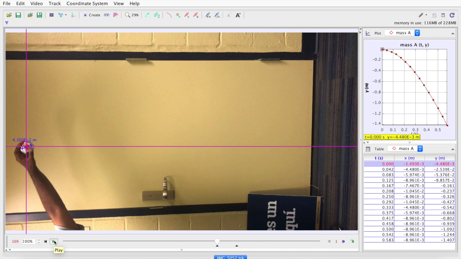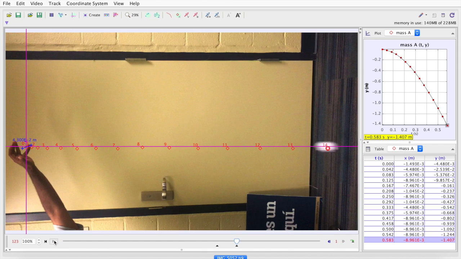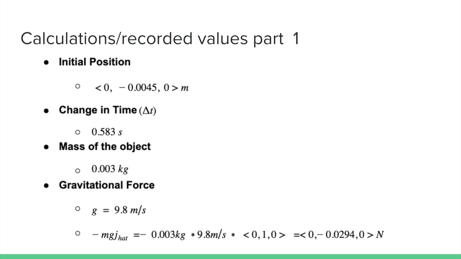This is the video in Tracker. Recorded values include the ball's mass being 3 grams and the ball's radius being 4.3 centimeters. The ball travels about 1.4 meters in 0.583 seconds. As you can see, the plot of y over time is parabolic downwards. Another recorded value is the object's initial position at a y position of negative 0.0045 meters. The approximate gravitational force using the weight force equation is negative 0.0294 newtons.